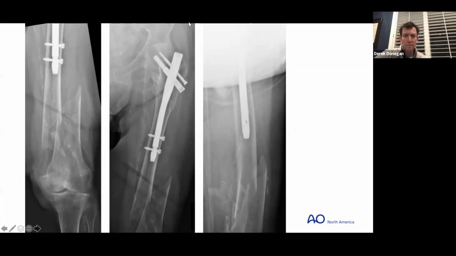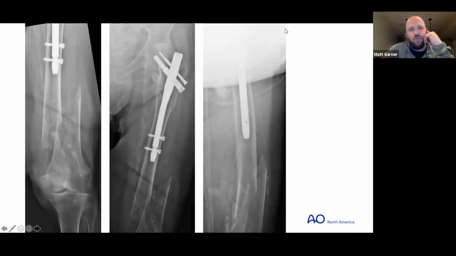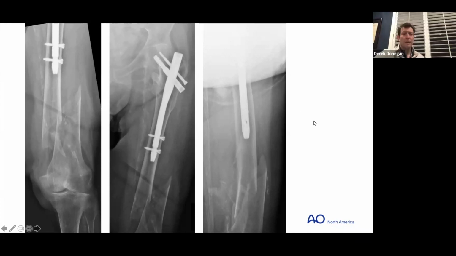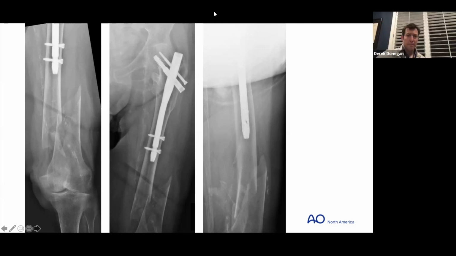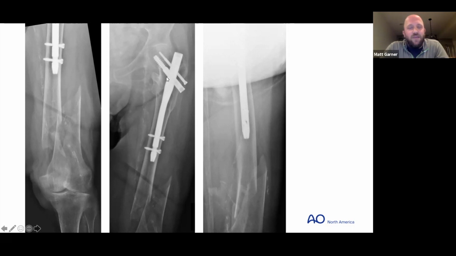No. And obviously, I'm assuming the previous subtroch, it looks like some type of intertroch, subtroch extension, is already healed. Looks that way, yeah. And how much surgery can they tolerate, I guess would be the next question. It's a geriatric patient, so who knows? Right. So the reason I ask is, to me, the big question is, are you going to remove this implant or not?